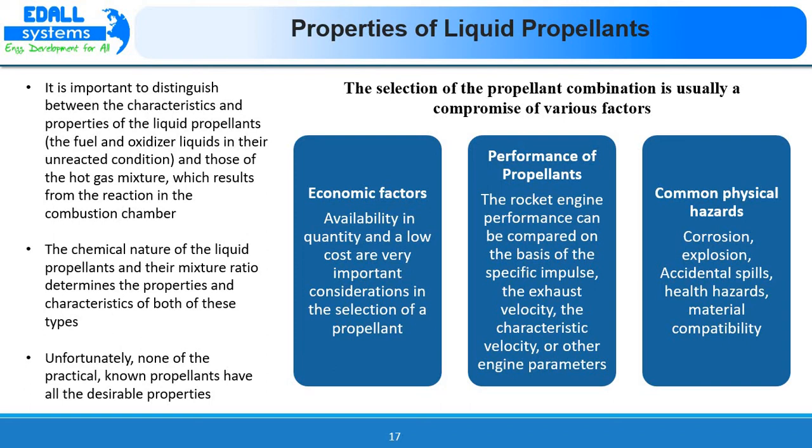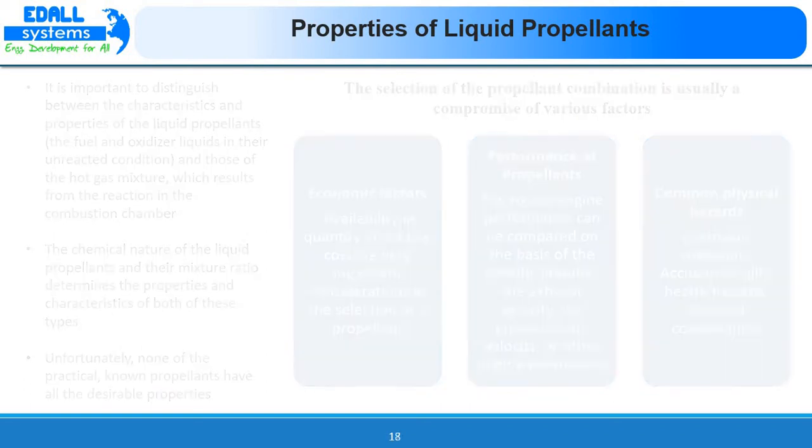Some of the common physical hazards associated with liquid propellants are corrosion, explosion, accidental spills, health hazards, material compatibility, etc. Although several categories of hazards are described here, they do not all apply to every propellant or every bipropellant combination. The hazards are different for each specific propellant and must be carefully understood before working with the propellant. So these factors have to be taken care of, or a compromise has to be made between these factors, when we are selecting a propellant combination for a rocket engine.